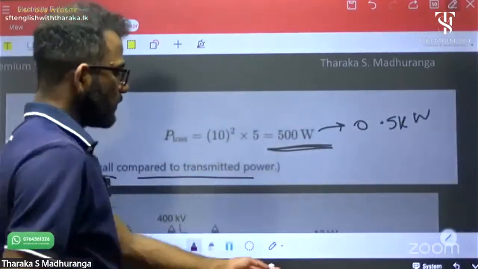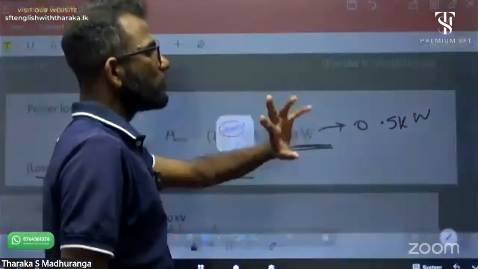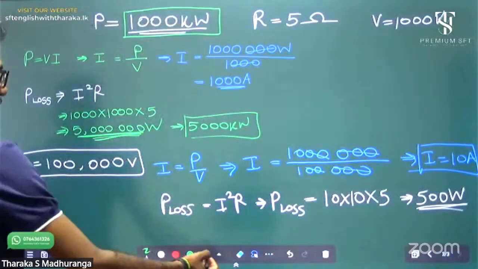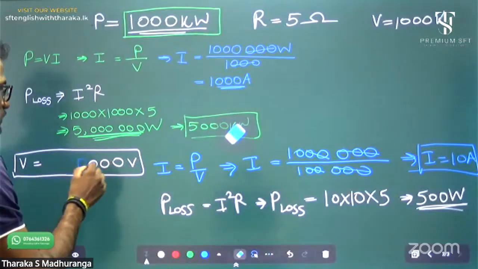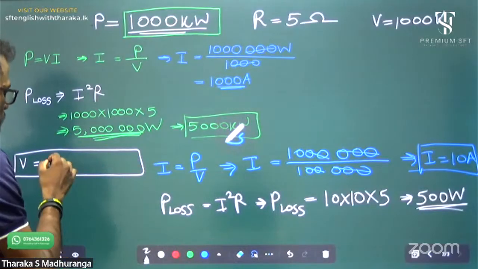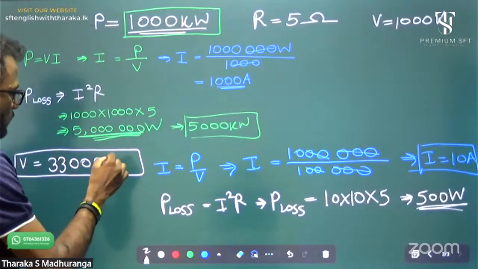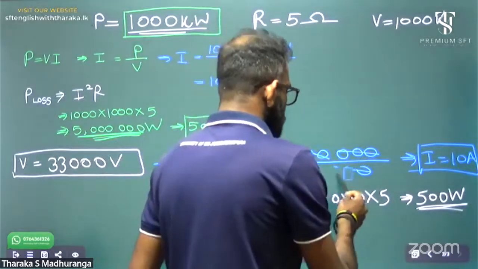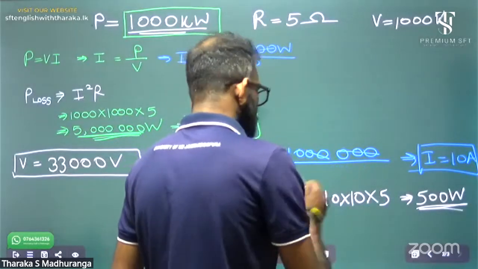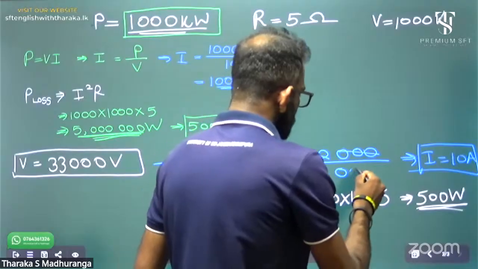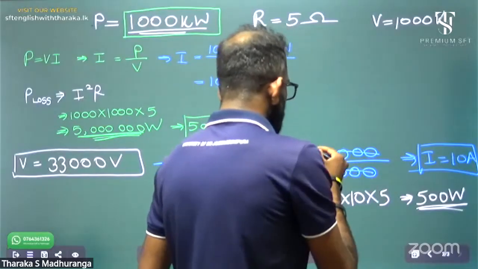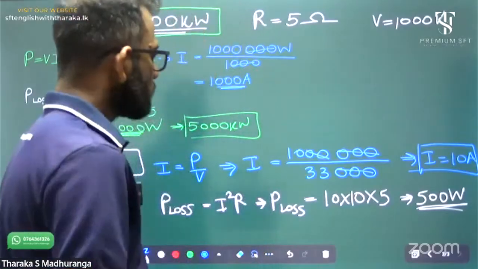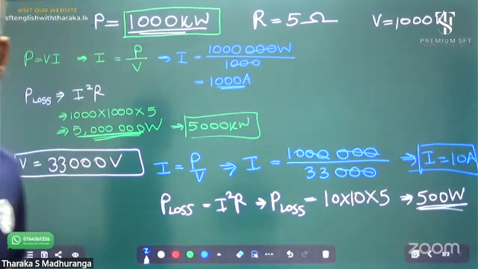Okay, normally in the Sri Lankan condition, our power transmission system steps up to 33,000 volt. Now 1000 over 33 is the answer. 1000 over 33 means what's the value?